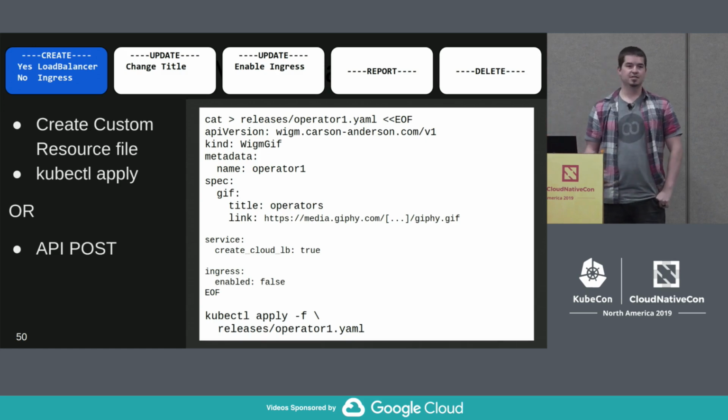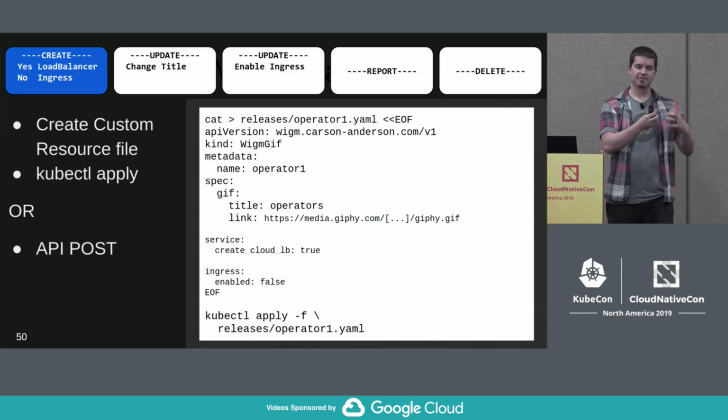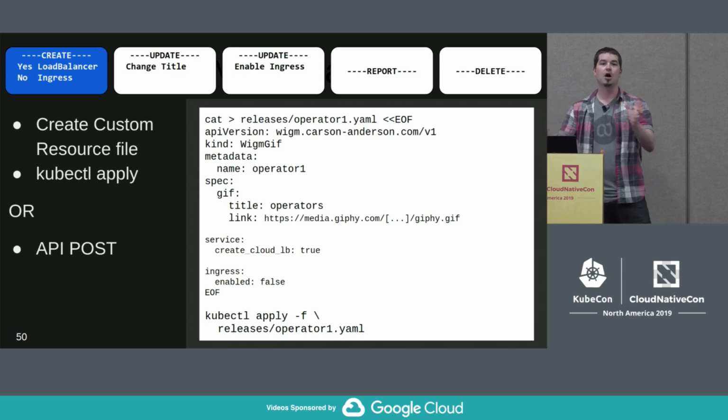So our creation is create the WIGM GIF resource and then use kubecontrol or any API tool to create this resource. It seems as simple as Helm, but it's simpler because I don't need a specific environment. I don't have to have values files and templates. I really just need my inputs and a way to put them into the system and go.